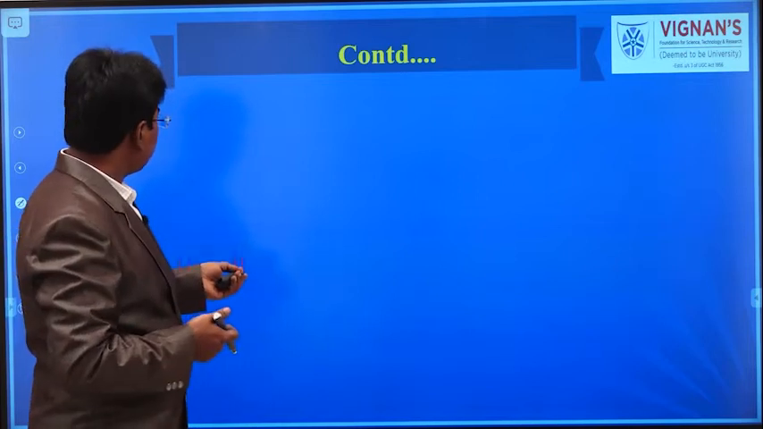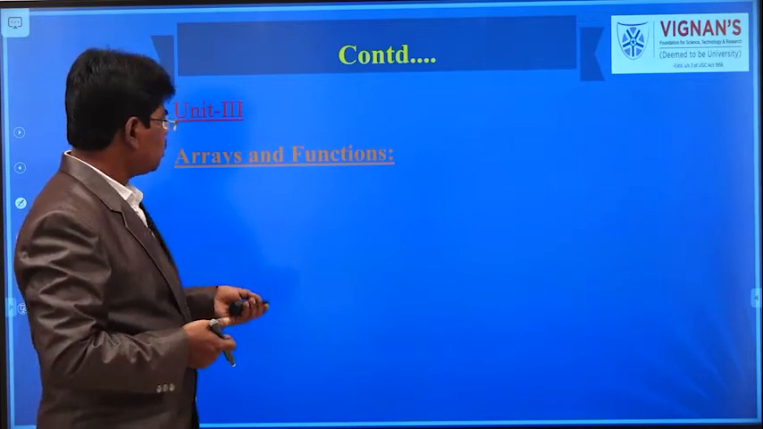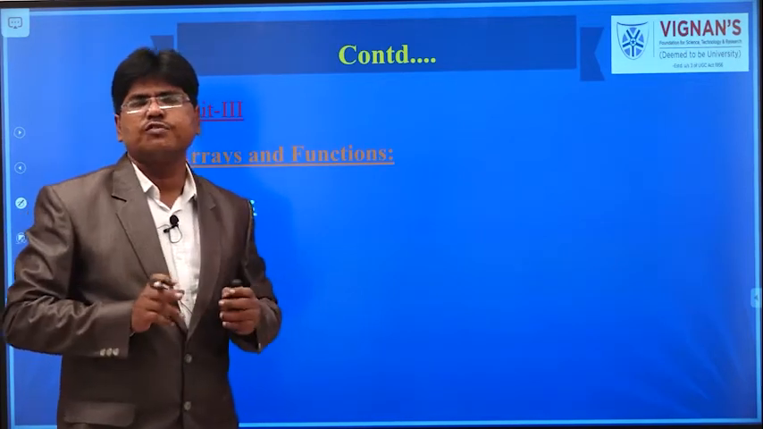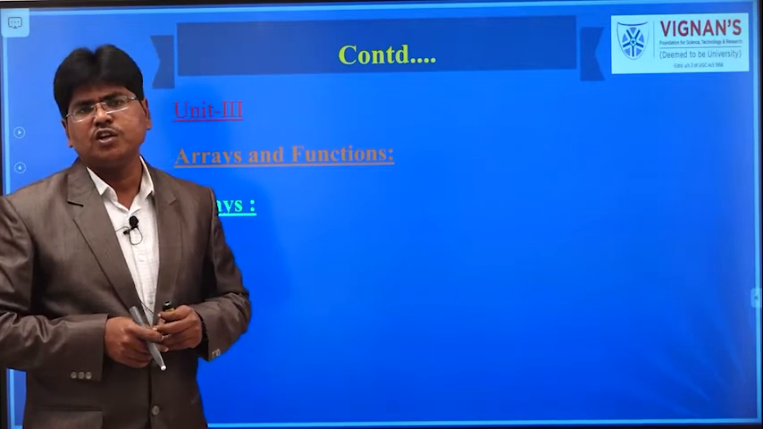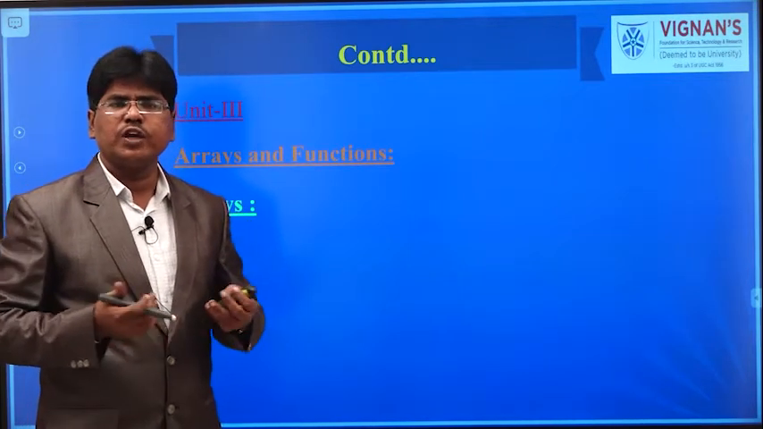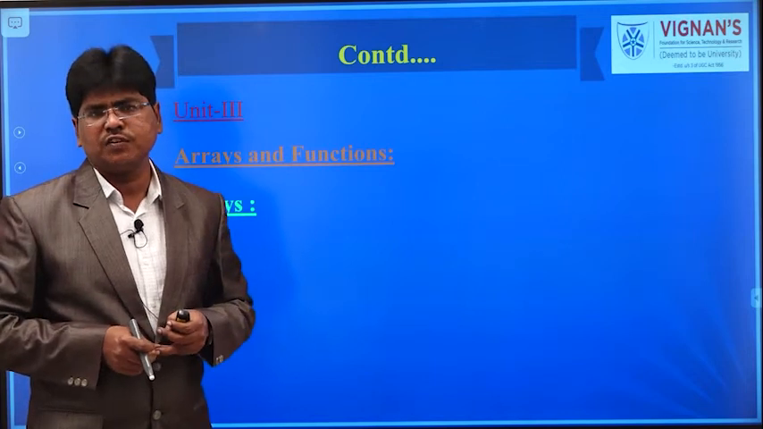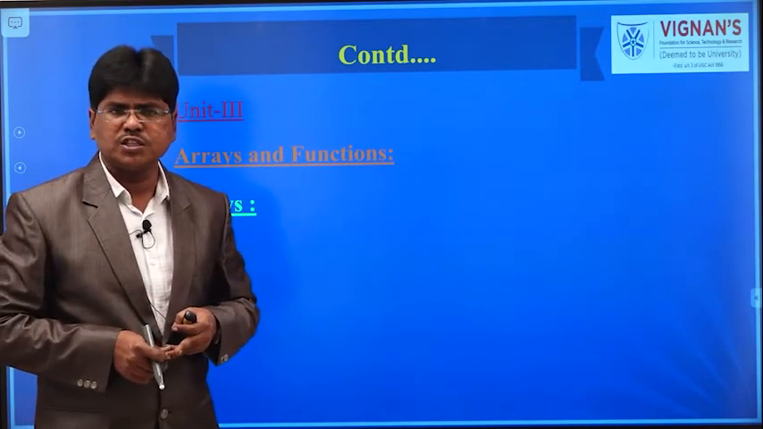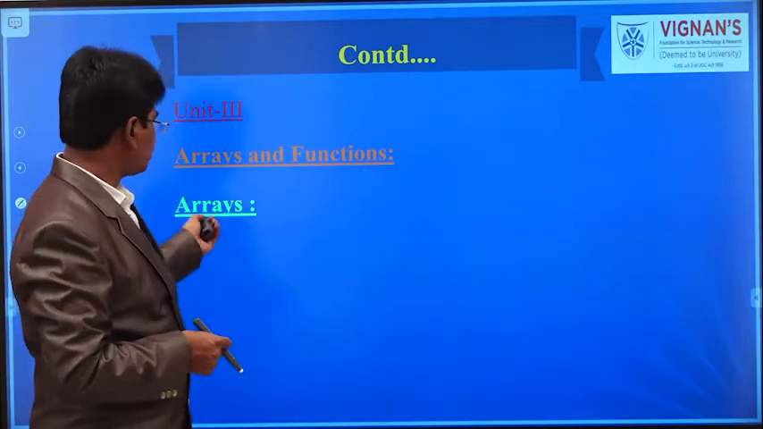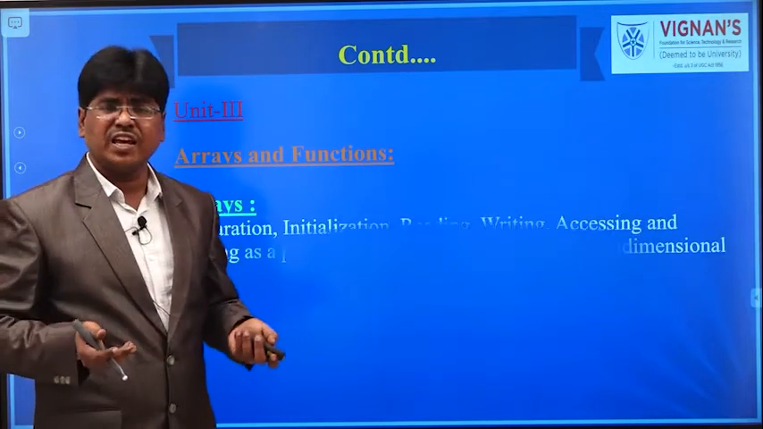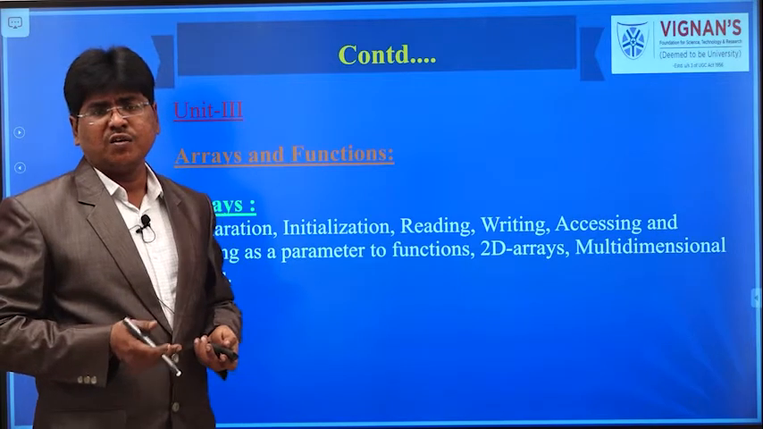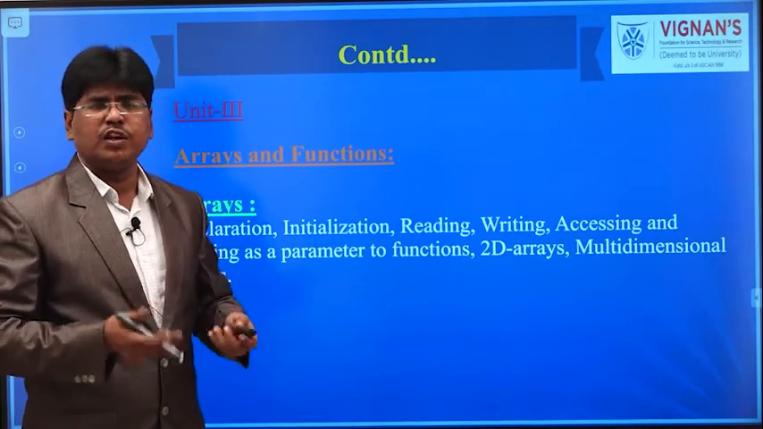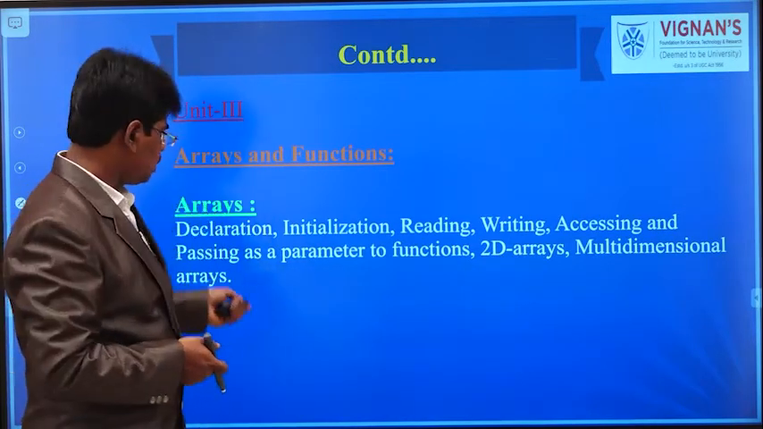Next one, coming to unit 3, it is completely based on the storage of data sequentially. How we can store the data sequentially with the help of data structures. There are many different types of data structures. Of those, one data structure is arrays. What is an array? What are the contents of an array? What are the types of arrays? That we will cover in this syllabus.